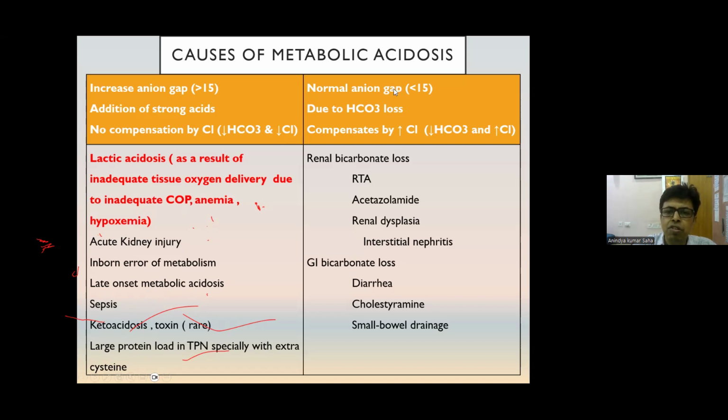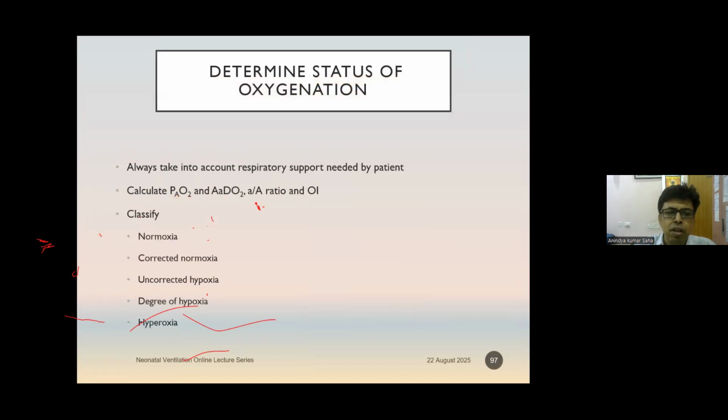But normal anion gap acidosis is normally happening due to bicarbonate loss, either due to renal causes like RTA or use of acetazolamide, or due to GI loss, which is very often seen in case of diarrhea. So here bicarbonate is low, but chloride is higher, and so the anion gap is compensated. So there is normal anion gap. So the etiology can be differentiated on the basis of anion gap. So this is about metabolic acidosis.